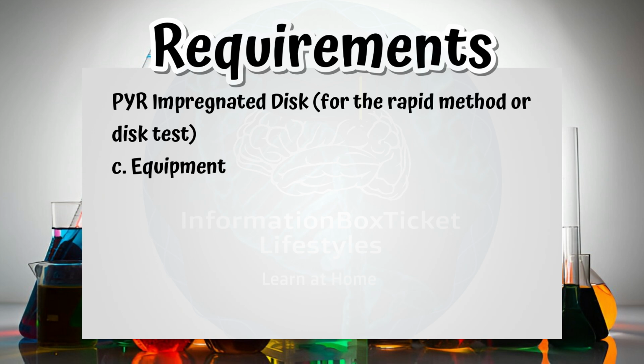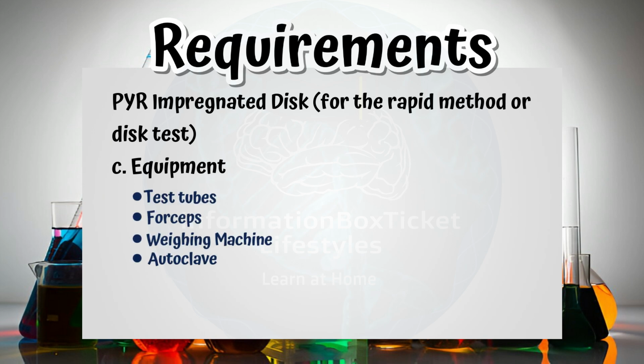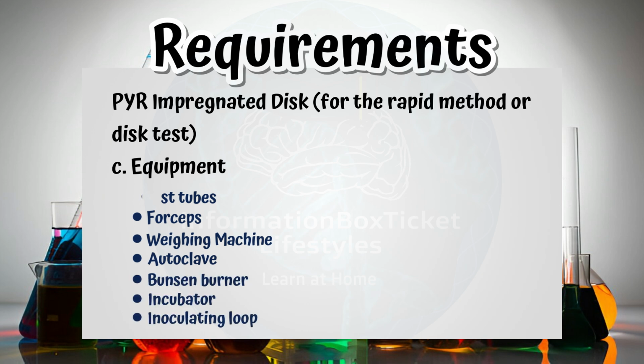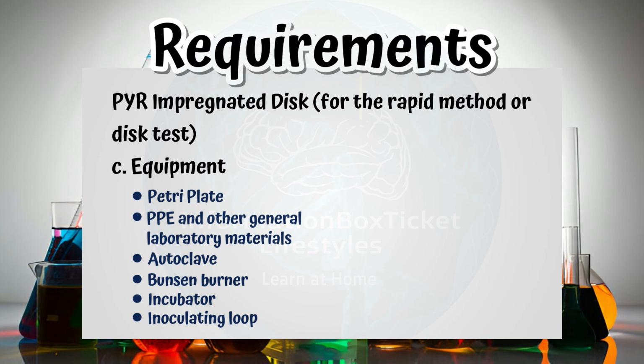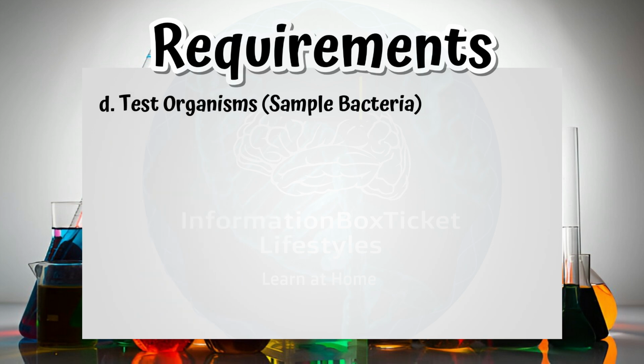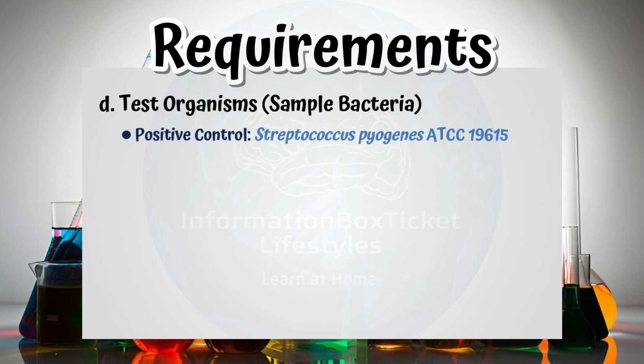C. Equipment: test tubes, forceps, weighing machine, autoclave, Bunsen burner, incubator, inoculating loop, Petri plate, PPE and other general laboratory materials. D. Test organisms, sample bacteria. Positive control: Streptococcus pyogenes, ATCC 19615.